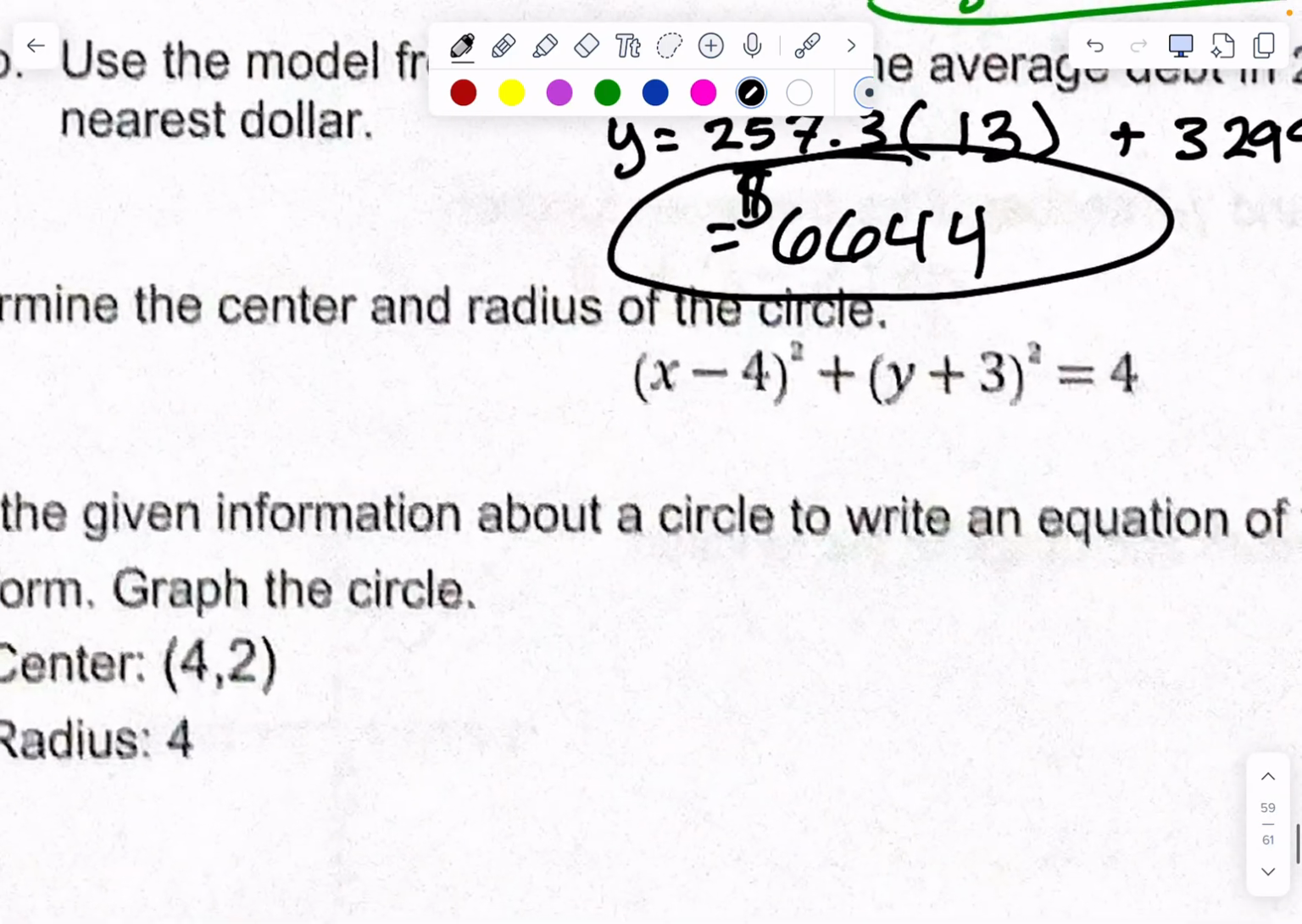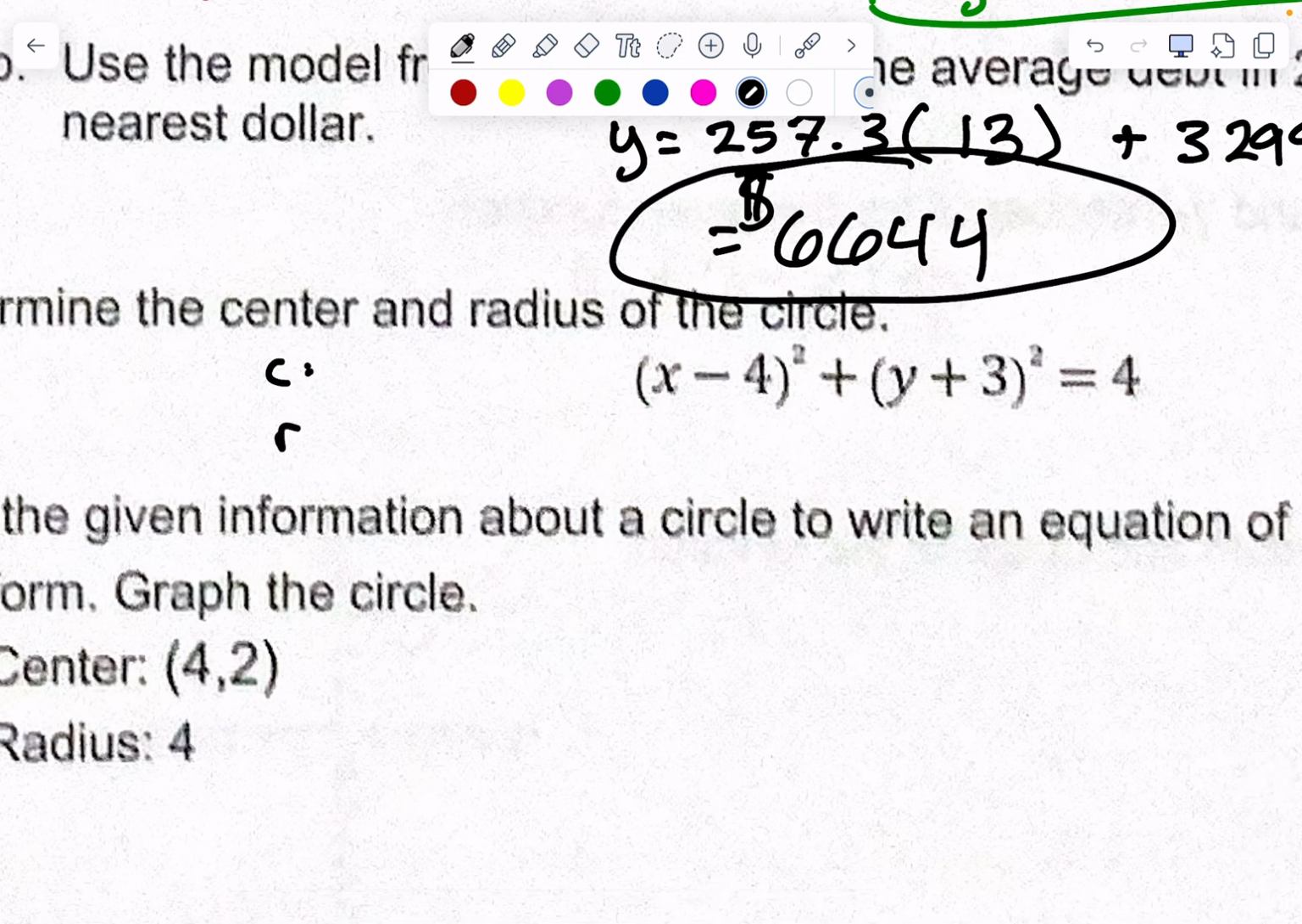Number 6, center and radius. Center is 4, -3. It's the opposite sign. 4, -3. The radius is the square root of 4, which is 2. That's it. Okay. Center is 4, -3. The radius is the square root of 4, which is 2.